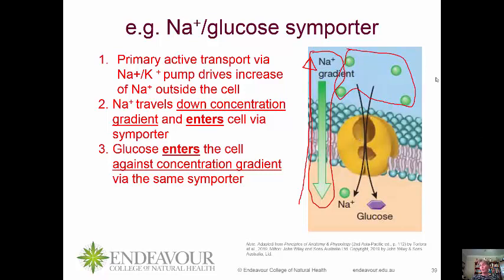Because you've got more sodium on the outside than the inside, that sodium can travel down its concentration gradient into the cell via the symporter. This is the symporter here. As the sodium enters, so does glucose, through the carrier protein. So now we have sodium coming in and glucose coming in. And that is the sodium glucose symporter.